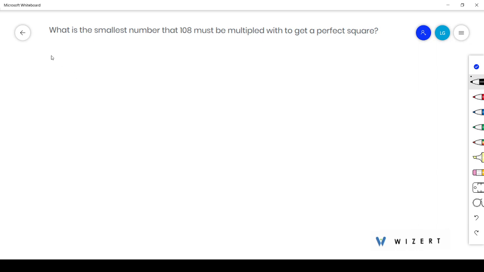Our question is, what is the smallest number that 108 must be multiplied with to get a perfect square?